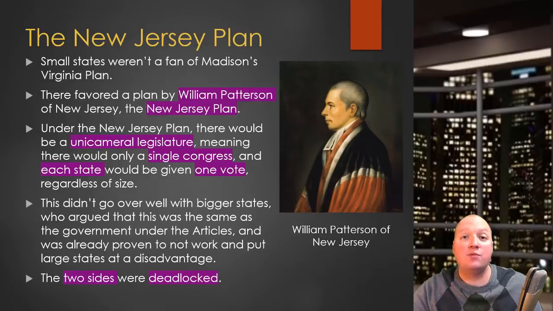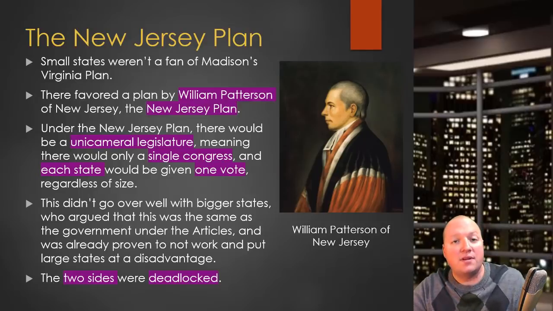So, small states would have an advantage here. A small state like New Jersey or a small state like Georgia with a low population would have just as much power as a large state like Virginia or New York or Pennsylvania. And that would give them equal power, meaning just as likely for them to pass something as the large states. So the New Jersey Plan is good for the small states.